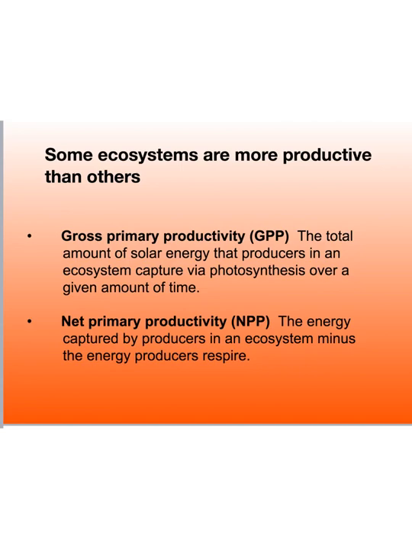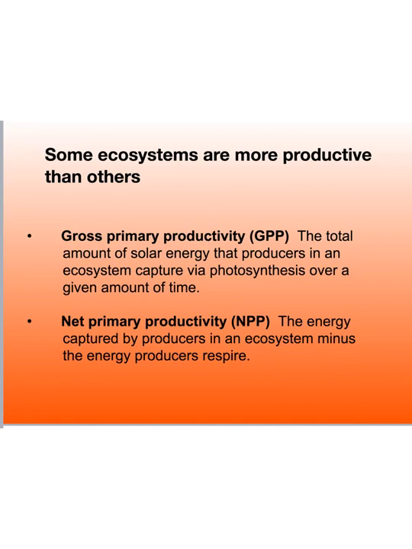The term gross indicates the total amount of energy captured by the producers. So the gross primary productivity is the total amount of solar energy that the producers in any ecosystem capture via photosynthesis over whatever given amount of time we're talking about here. Net primary productivity is the energy captured by producers in an ecosystem minus the energy producers respire. So it's their net. So the net primary productivity is equal to gross primary productivity minus the respiration by producers.